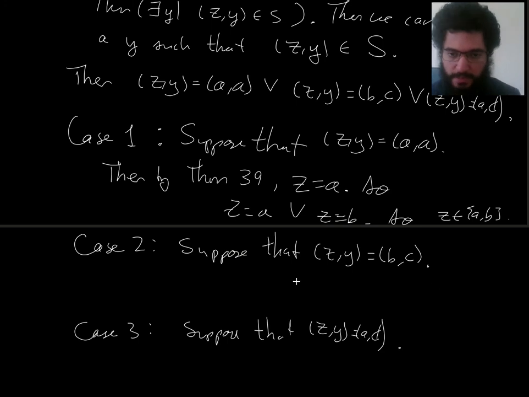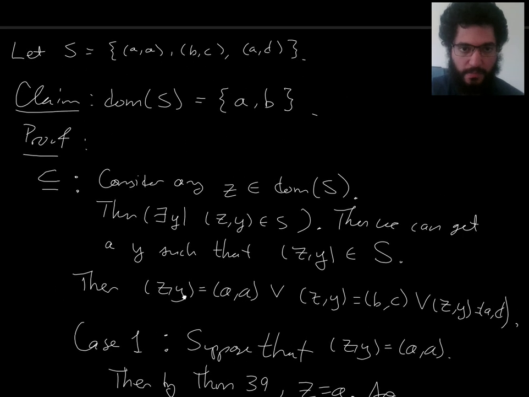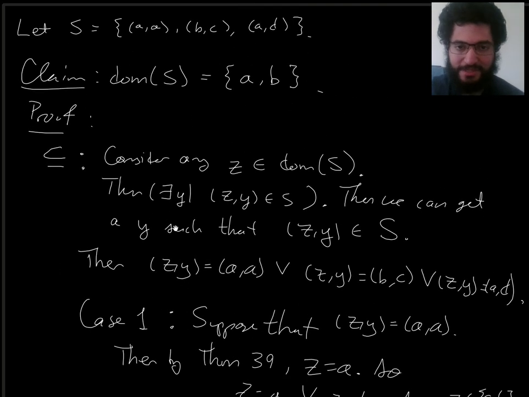And then hopefully you can see how to finish the cases. Maybe I won't write it. Here again, you would use theorem 39 and be like, well, then z equals B. So z equals A or z equals B, so it's in the doubleton. And then here, z equals A again. So these are pretty easy to fill in. Okay, that's for that inclusion.